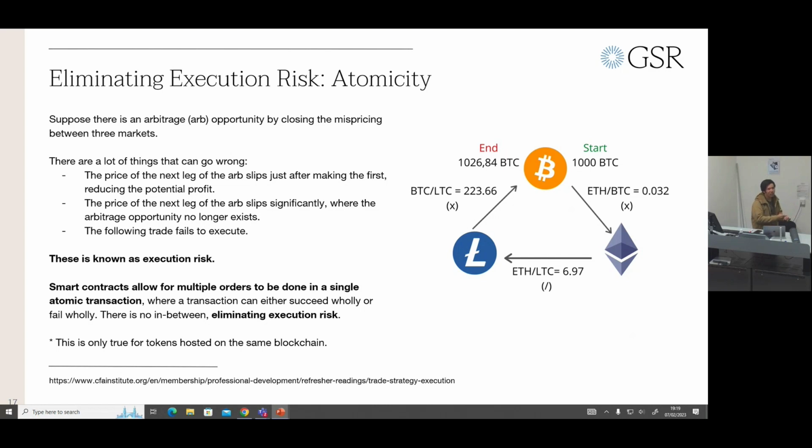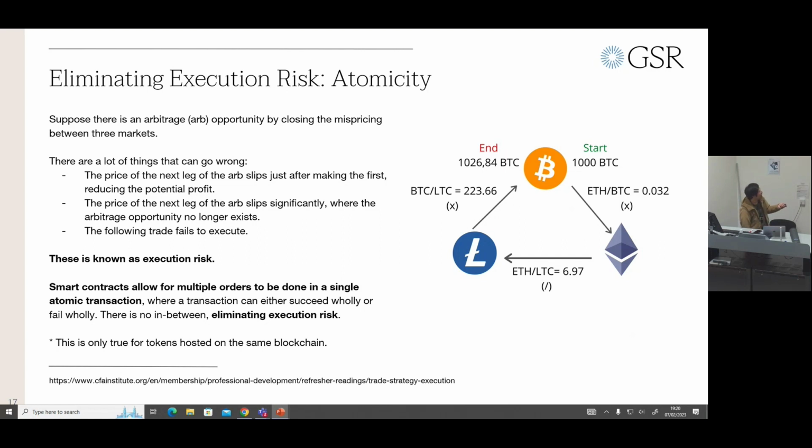And that is the definition of an arbitrage, in which if you can buy and afterwards sell and make a profit from simply rebalancing the market, then that's an arbitrage opportunity. You're profiting off the mispricing of an asset across three different markets.